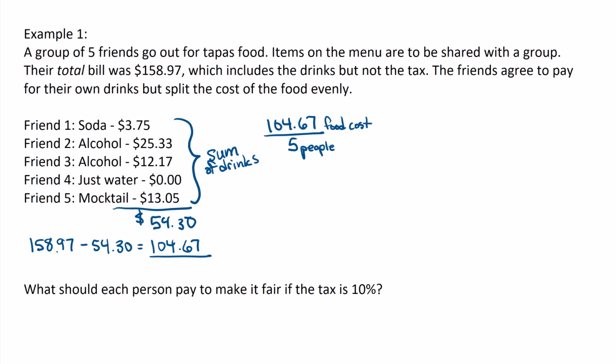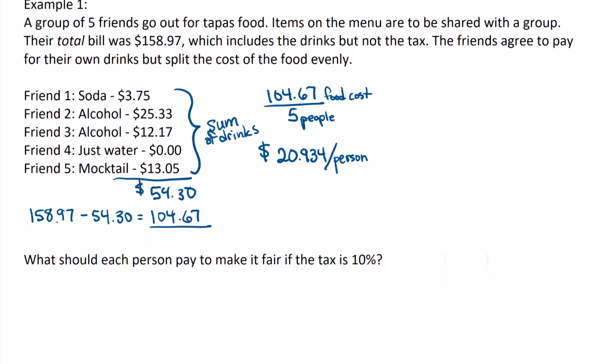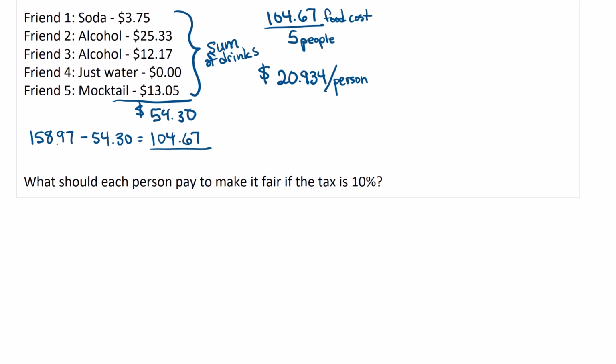Welcome back. If we divide 104.67 by 5, we should get $20 and 3 decimal places. Again, don't round this till the very end. So $20.934 per person for food. Now we need to figure out which friend owes how much. I'm going to scroll up so that you can have plenty of room on your paper to do these calculations. Remember, if tax is 10%, each person is going to have to calculate that into their total bill.